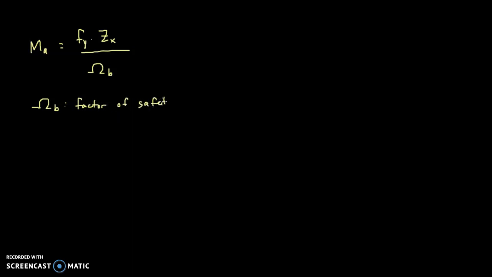And in different situations, different structural elements, different materials may have different factors of safety. But when it comes to steel beams, omega sub b for a steel beam equals 1.67. That's the factor of safety.